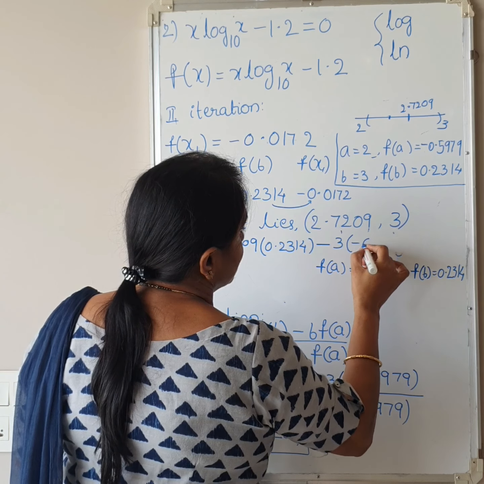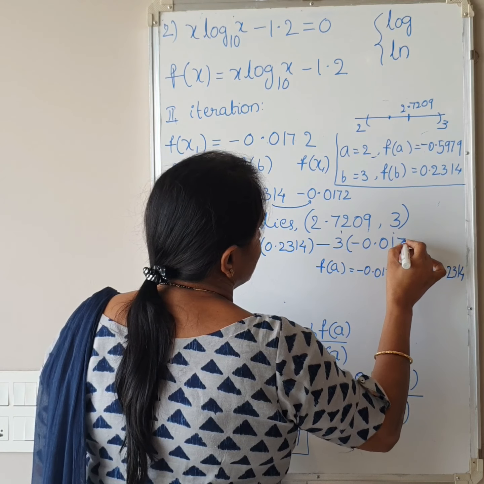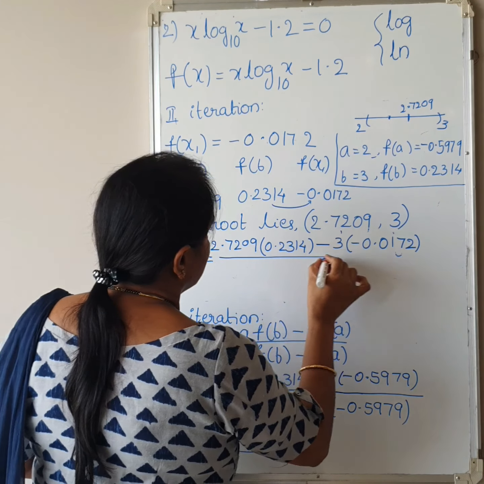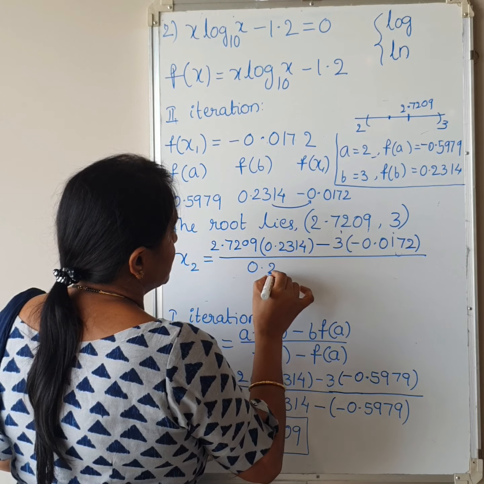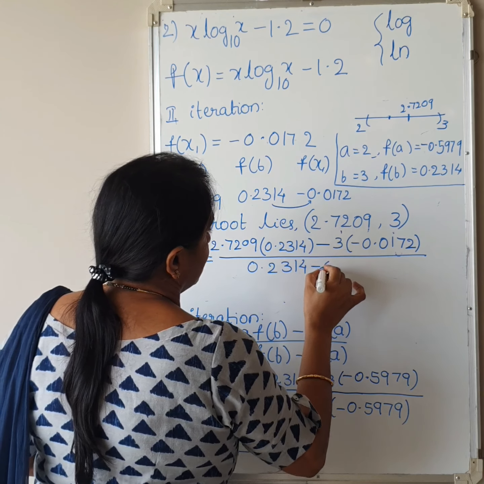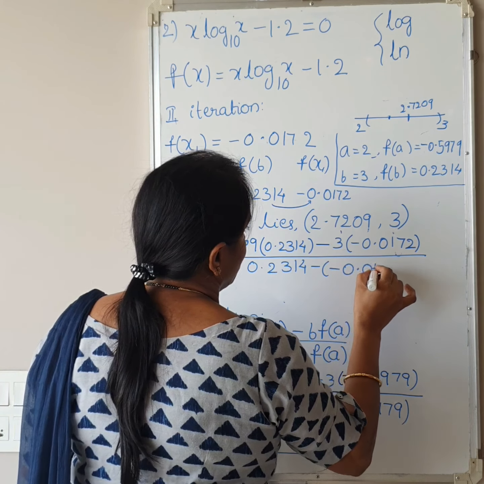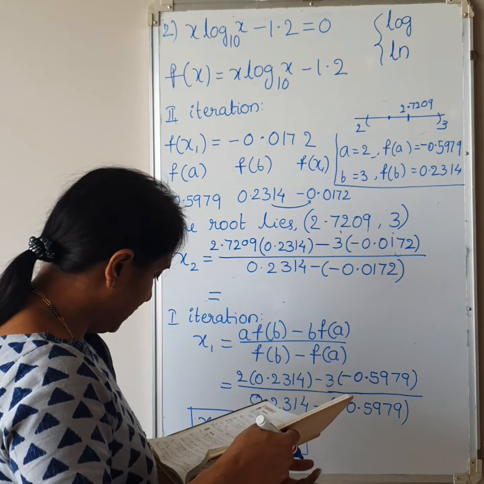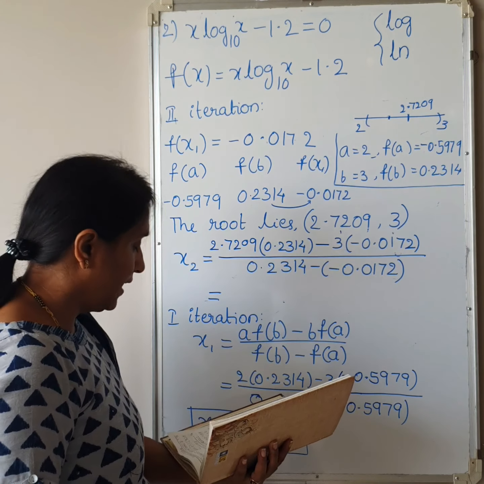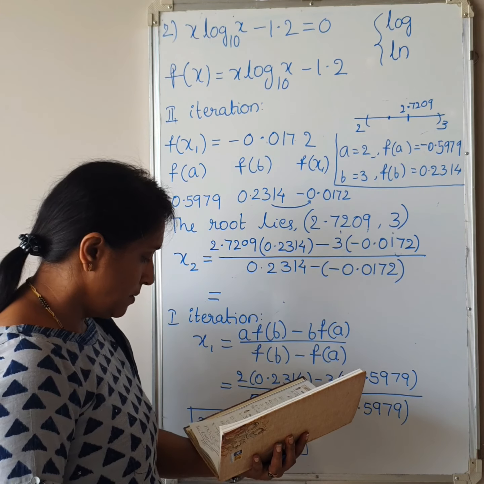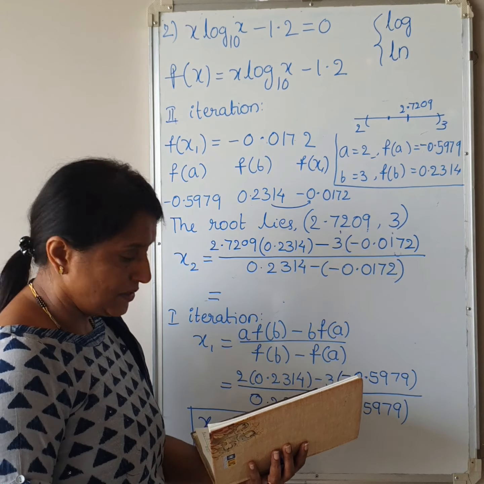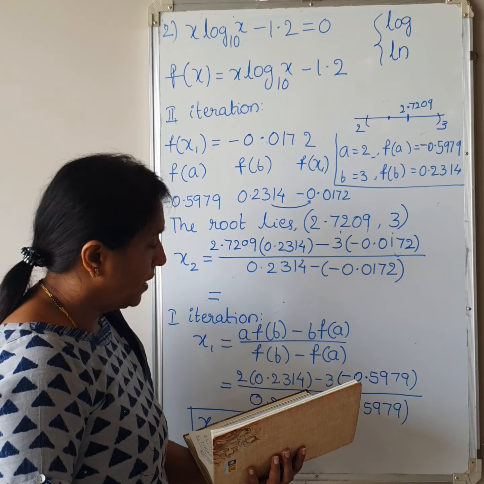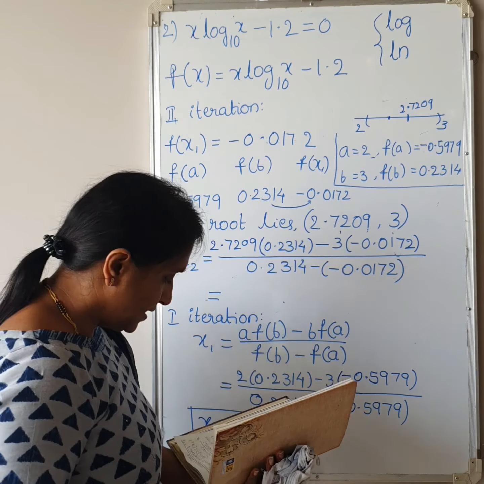F of A is minus 0.0172 divided by F of B minus F of A minus 0.0172. So calculate this. x2 will be 2.7209 into 0.2314 minus 3 minus 0.0172 divided by 0.2314 minus 0.0172. What is the answer?